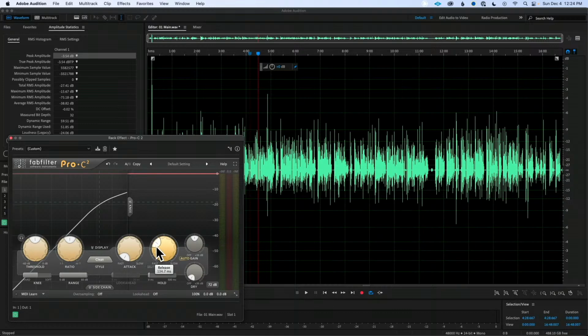With spoken word, you heard that when we moved this release really fast and adjusted some of the other settings as well, it started to have this sort of pumping sound to it. Let me play that again and listen for that pumping sound. It's almost like the voice is going, ooh, ooh, ooh, ooh. You can really hear the compressor working. Let's do that again. Start right here.